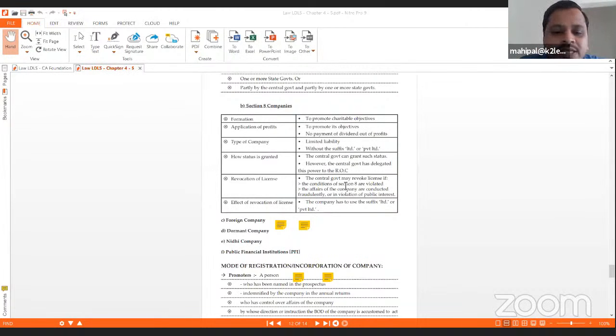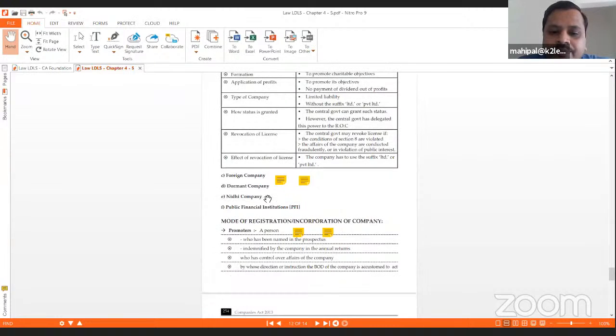Great. Foreign companies are those which are incorporated outside India and have a presence of business within India, either in electronic mode or physical mode. Dormant companies are companies which are formed but are not active. They don't have significant accounting transactions. Nidhi company is to promote savings in the business, and public financial institutions include your LIC and other companies.